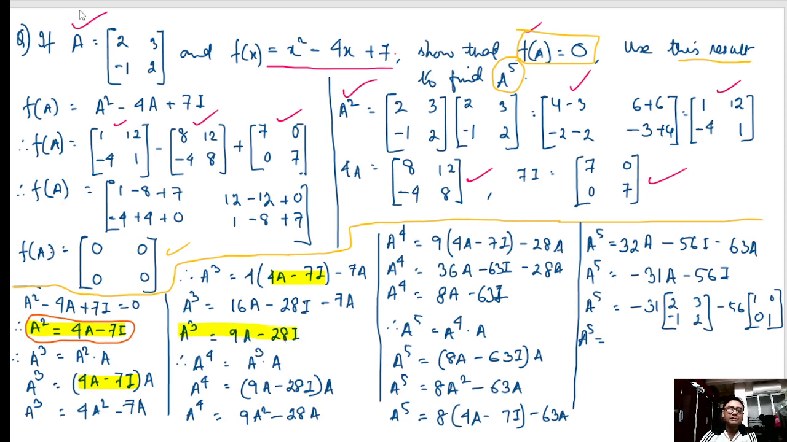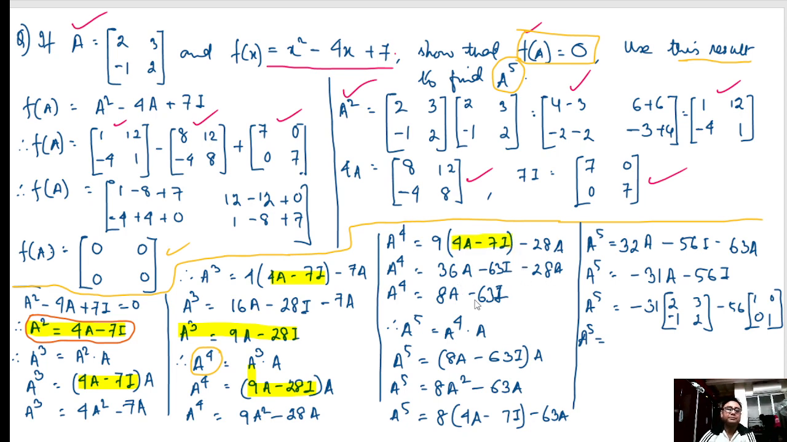Clear? Next, A4. So how do you find A4? A4 is A cube into A. And we are now putting the value of A cube. This is our A cube, see, this is our A cube into A. So 9A square minus 28A. Now in place of this A square, again we will put 4A minus 7I.